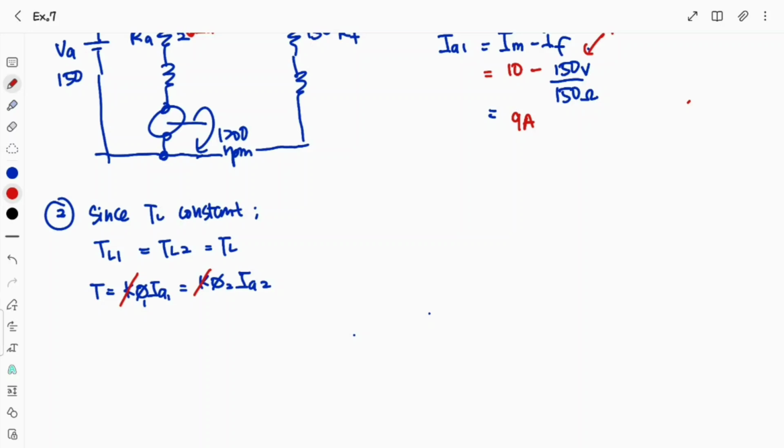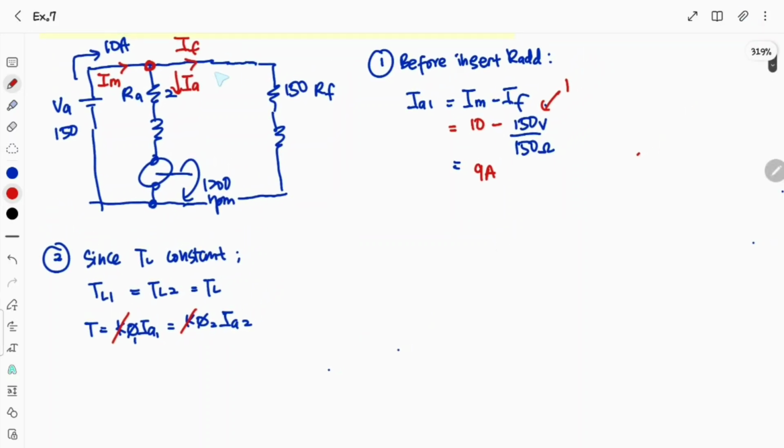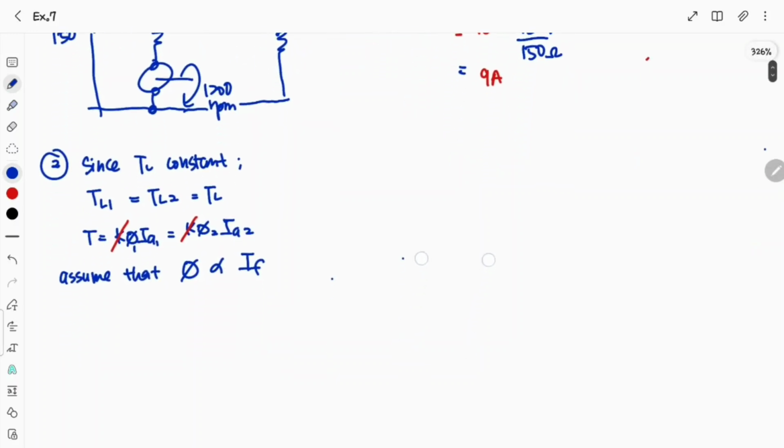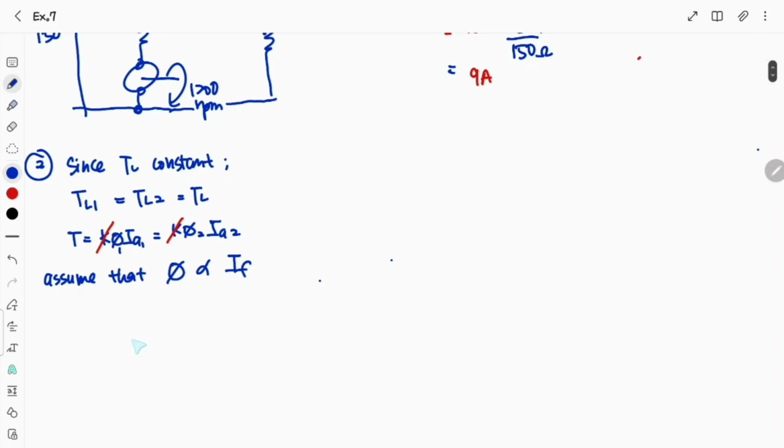We are talking about the same motor. Now, since we are adding the resistance in the field circuit, we must make one more assumption, which is to assume that flux is linear to IF. Yes, because flux is inside your field circuit, so it's linear. When flux changes, field current also changes. So now you have another assumption and another equation to consider.